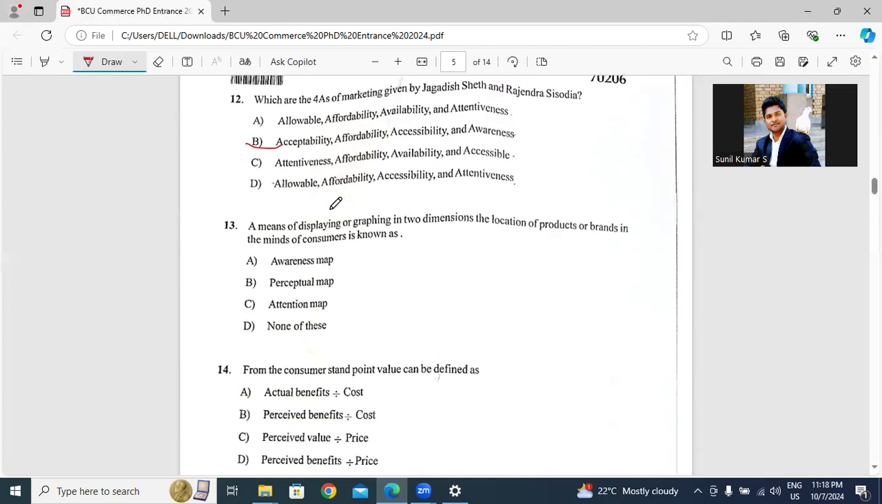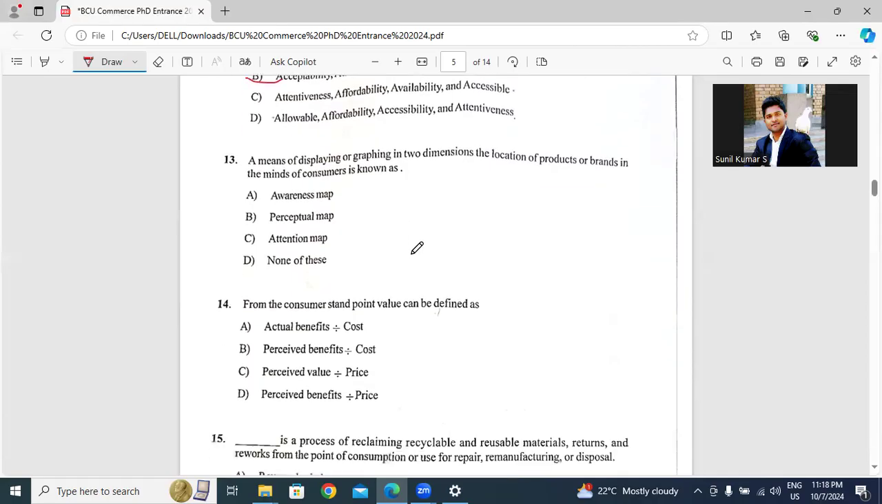Next, 13th one. A means of displaying or graphing in 2 dimensions the location of a product or brand in the mind of the consumer is known as which? Actually, many people will think it is attention map. Actually, the right answer is perceptual map. This is the right answer.